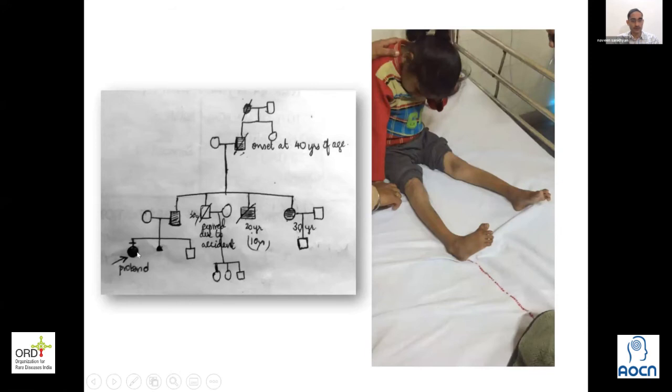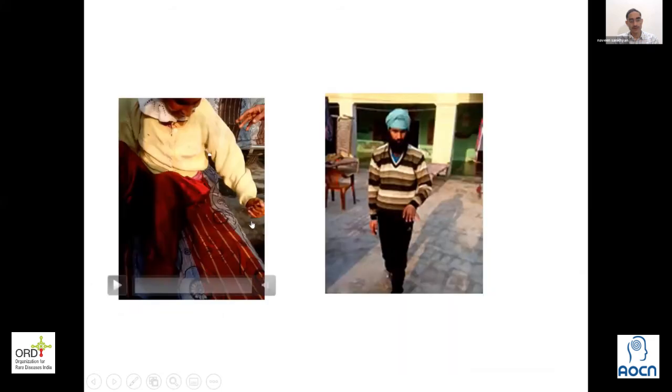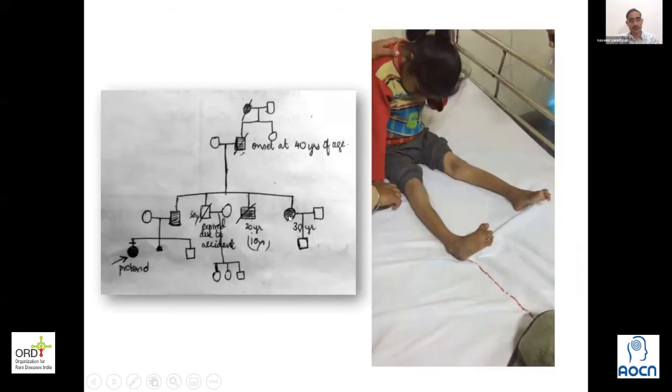So this was the index child, the proband. Father was affected, uncle was affected, and so was the aunt, and grandparents and great-grandparents were also affected. And again, in each generation, the age of onset was declining. So this particular individual here had an onset at 40 years of age, whereas the father had onset at 20 years, and this child had onset well before 10 years of age.